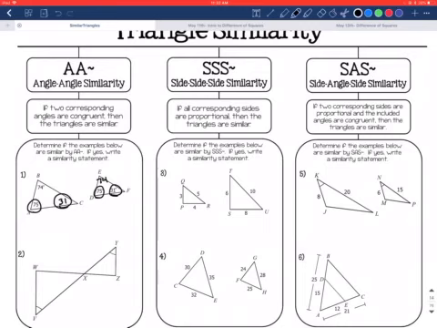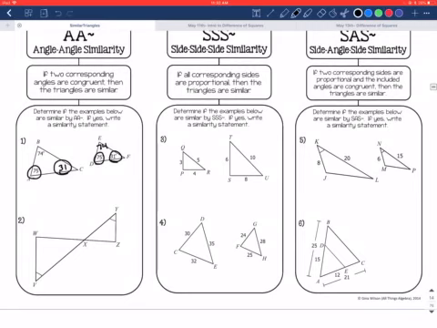Now, obviously, that means that the third pair has to be congruent, right? If we have two of them that are the same, that third one has to be the same. And we know that if we have three congruent angles, that has to make the triangles similar, right? So if we have three sets of congruent angles, that was one of our definitions yesterday for similar triangles. So yes. And then we're also going to write a similarity statement.